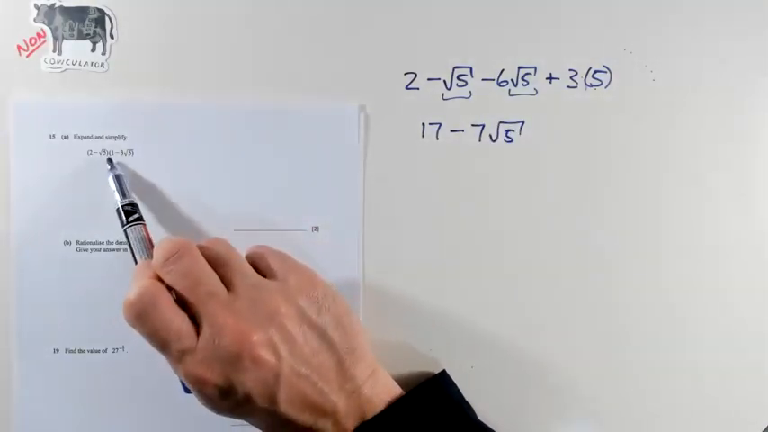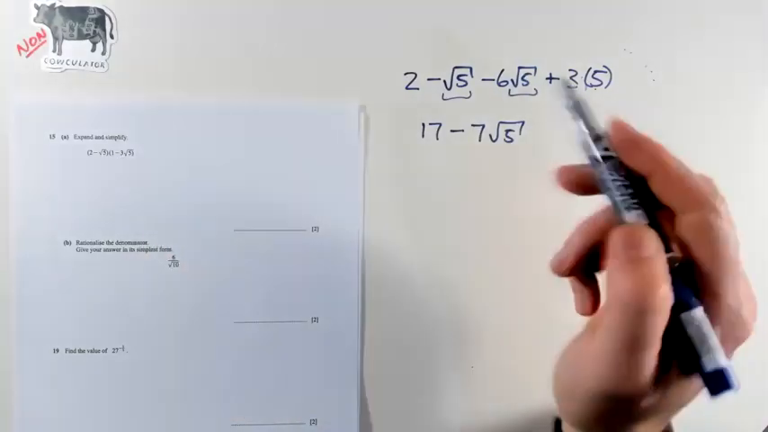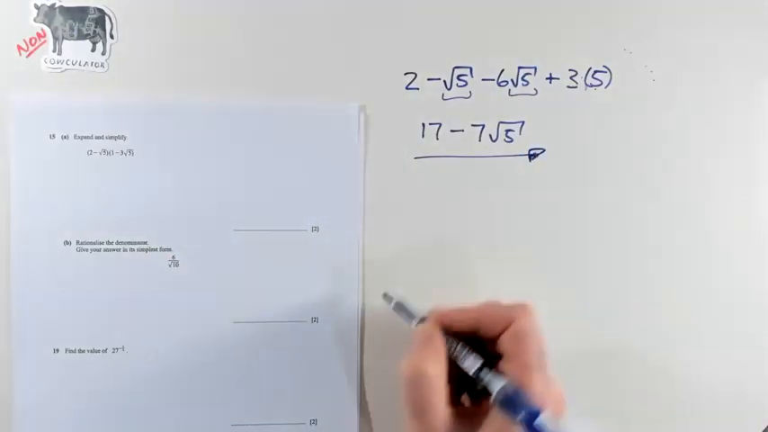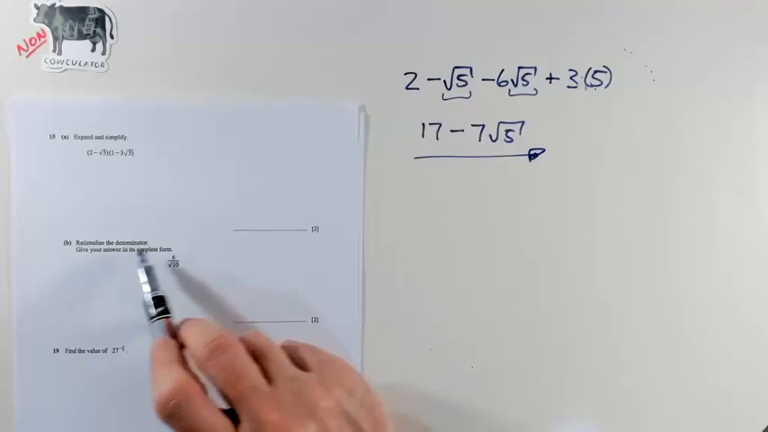So I had 1 and 2 times 3 is 6. That should be fine. Yeah, I think that's fine. Can't really go further than that. That's that. Next one, rationalize the denominator.